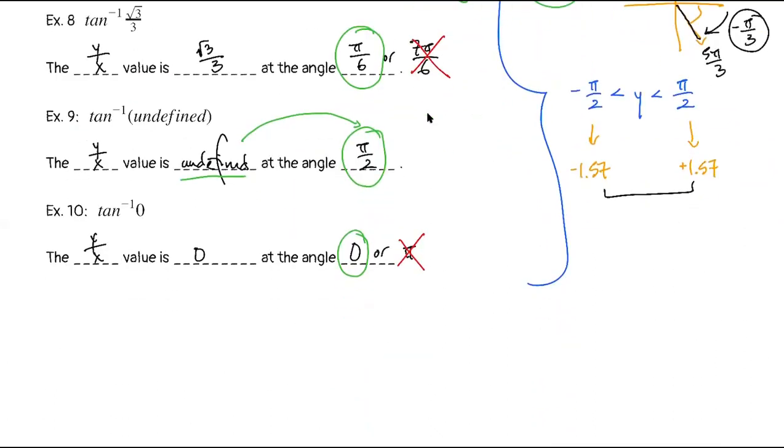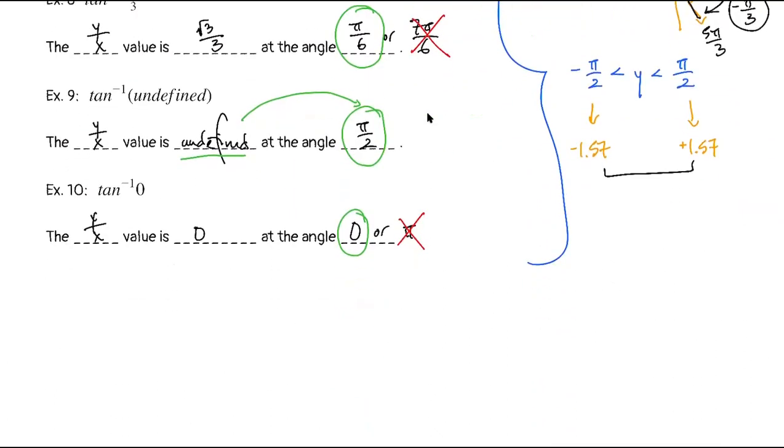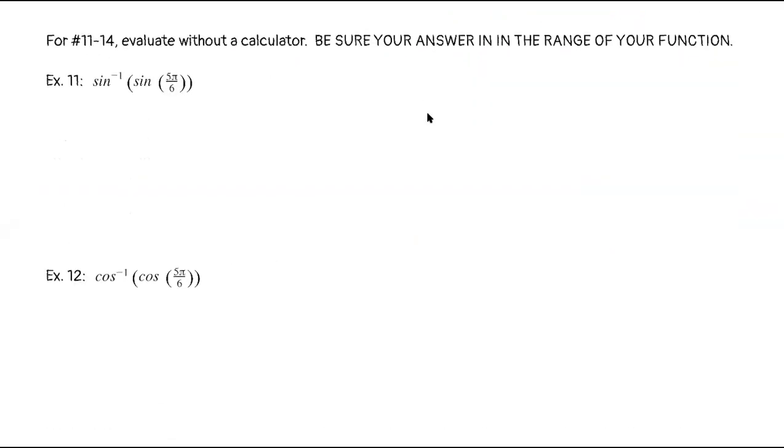All right. So it's important that we know how to find these inverse functions, but sometimes they look like this, like an example, 11 through 14. What's different about these questions is they're like two layers in one question. The first layer is the inside part. For example, 11 would be sine of 5π/6. The inside part for number 13 would be cosine of 2π/3. And then all of these questions also have an outside part.